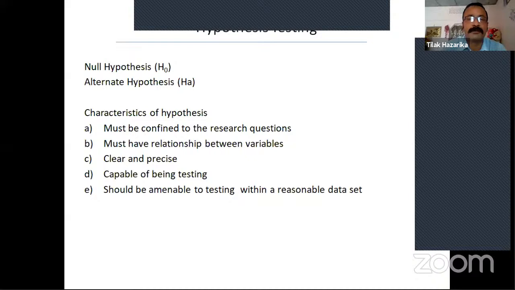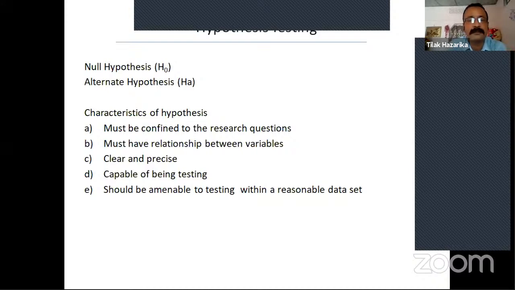So we should be very careful to jot down our research hypotheses within the variables which I have selected to carry out my research projects, and there must be a very reasonable relationship between the variables. Otherwise, all the testing procedures will be wrong. It should be very clear and precise, very clear and understood. There should not be any ambiguity in the terms I am using in the research hypothesis. And again, I must say, it must be capable of being tested.